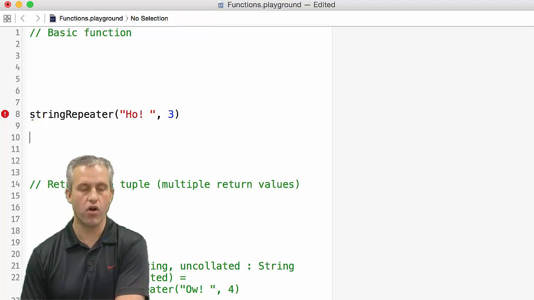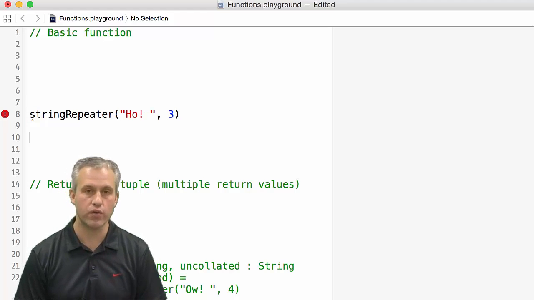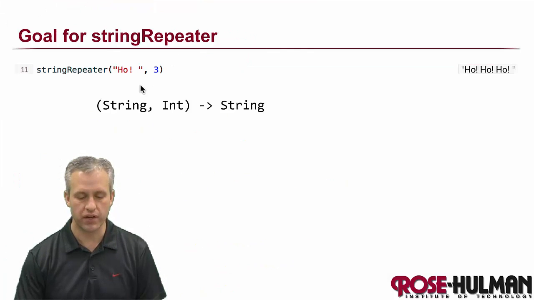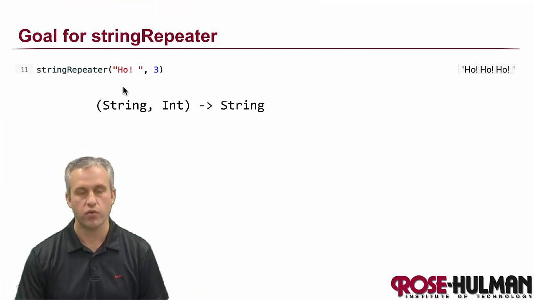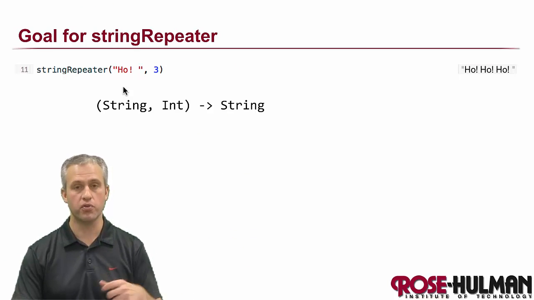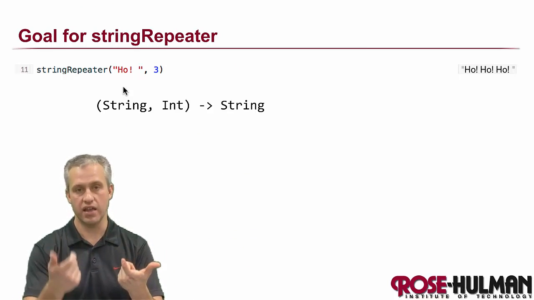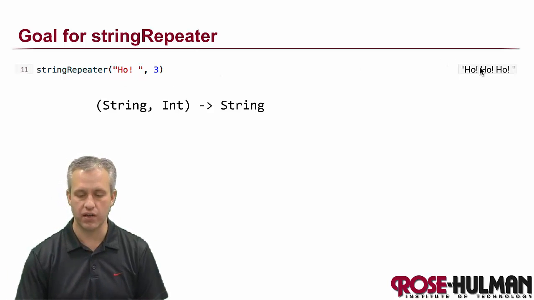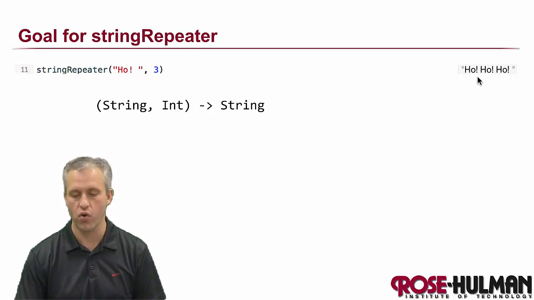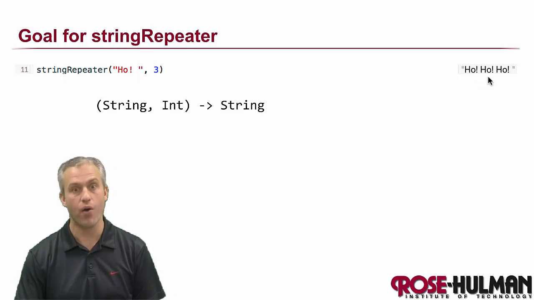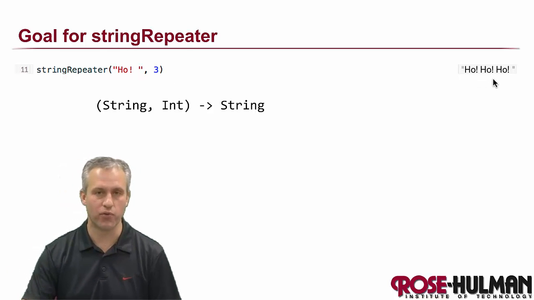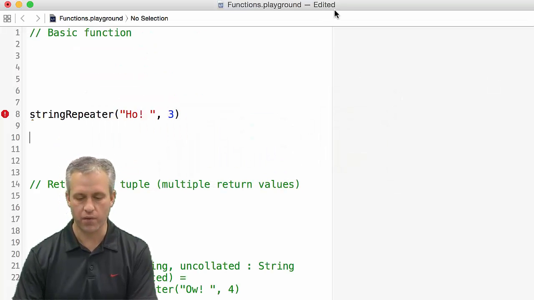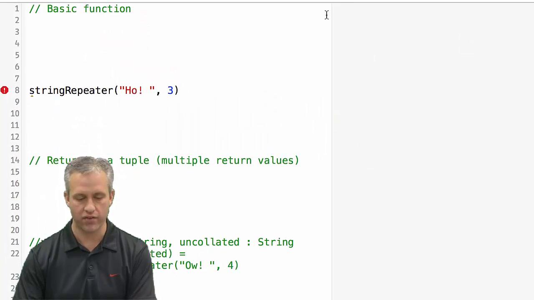You can see that there's a call on here to a function called string repeater that obviously doesn't work yet. Let's go look at what string repeater is supposed to do. You're supposed to pass it a string and an int, and it's going to give you a string back that's repeated 3 times. So I passed in ho, it's going to pass back ho ho ho. I'm recording this shortly before Christmas, so I couldn't resist. That's our goal. Let's start talking about how we're going to actually do that.